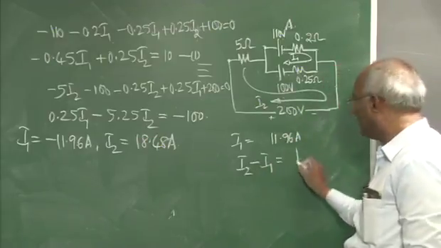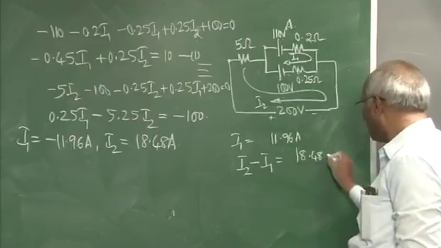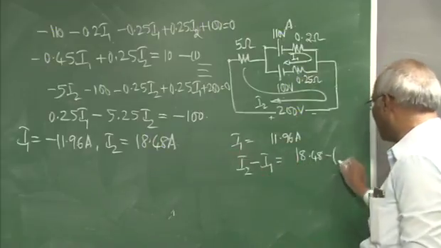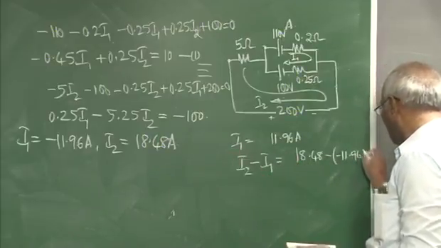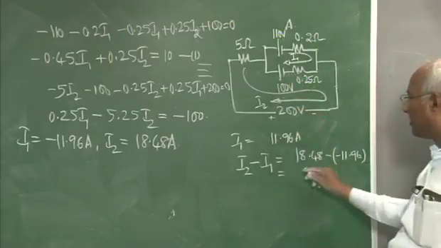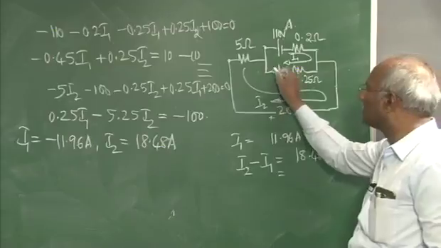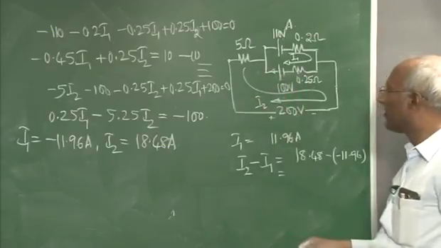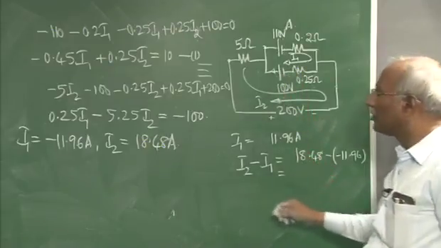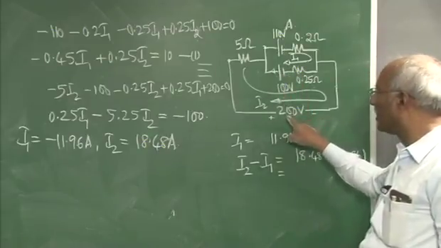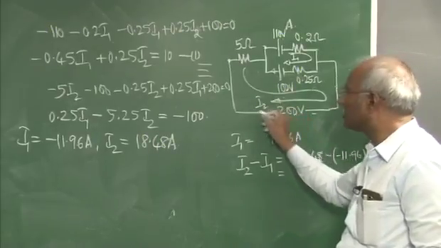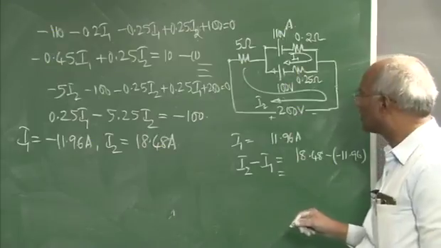I2 being 18.48 amperes minus I1, that is minus of minus 11.96, will be the total current supplied by that. Since it happens to be a positive one, this is also delivering the current. The current will be in this direction. When it comes to the current delivered by this one, since this is nothing but I2, it is in the positive direction only. So these are the currents supplied.